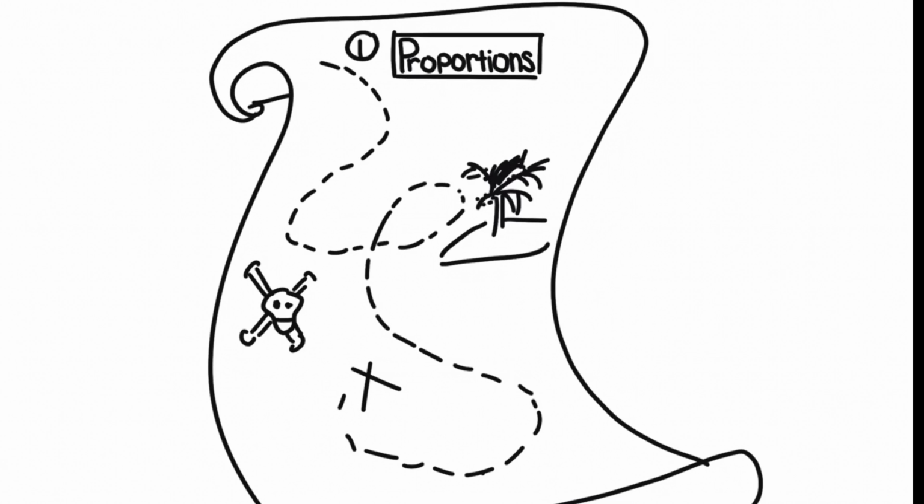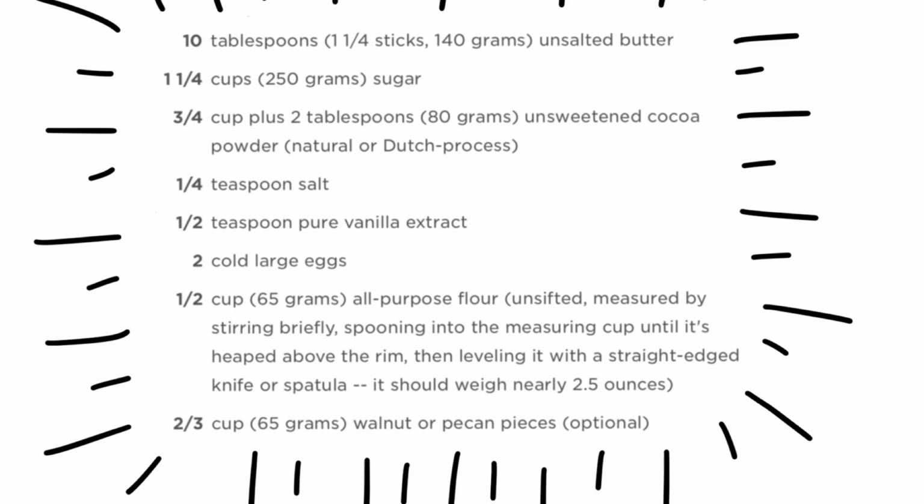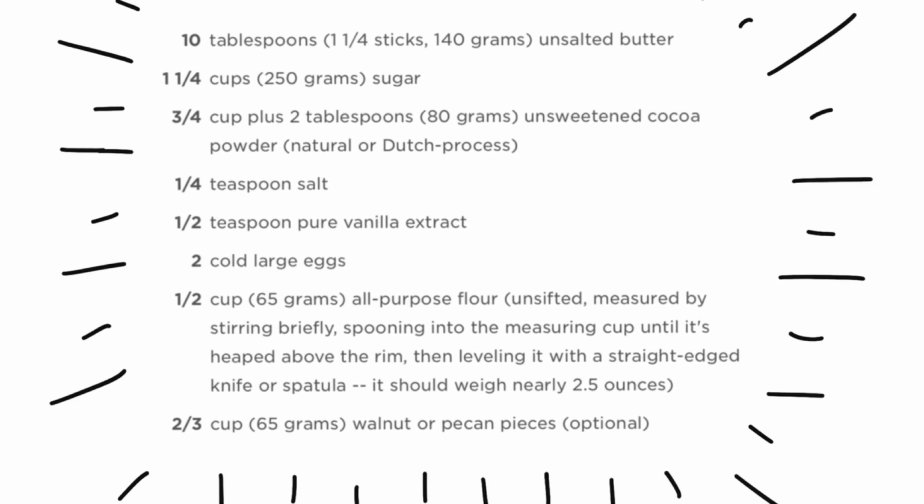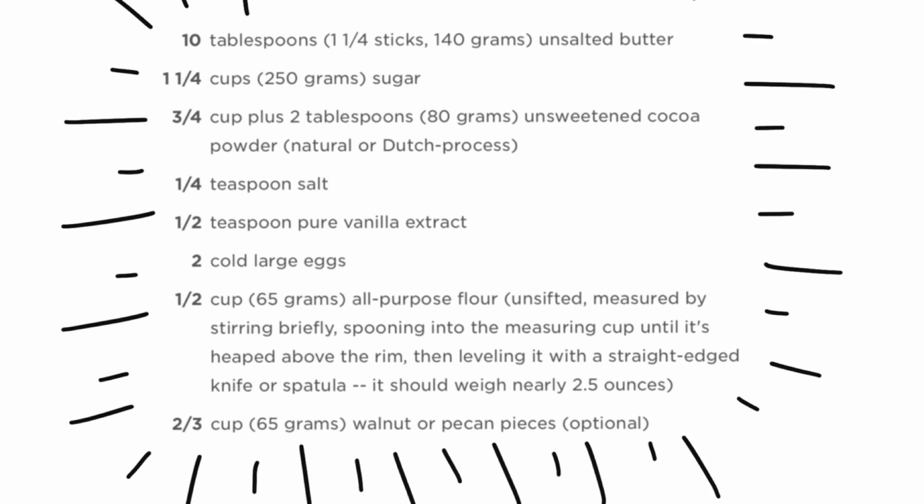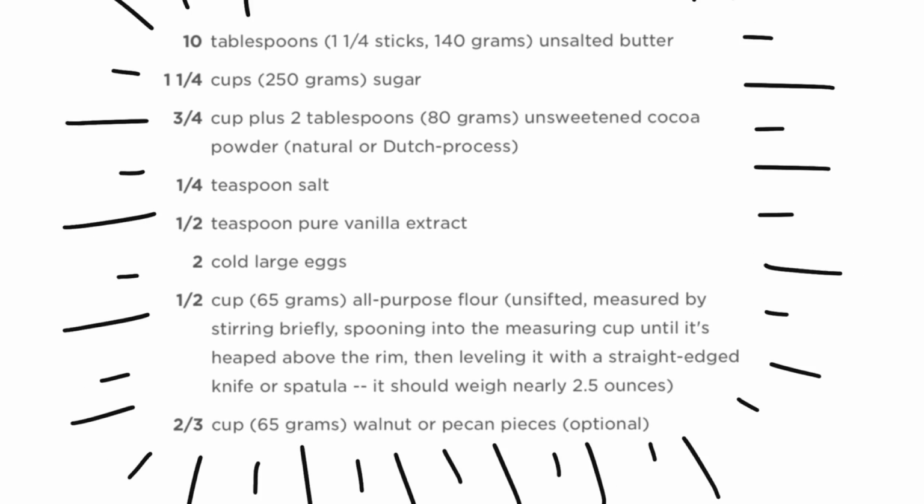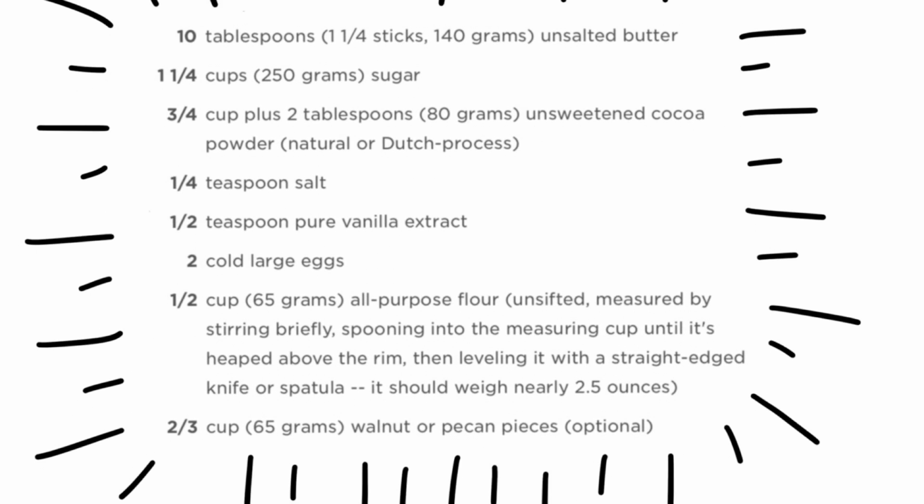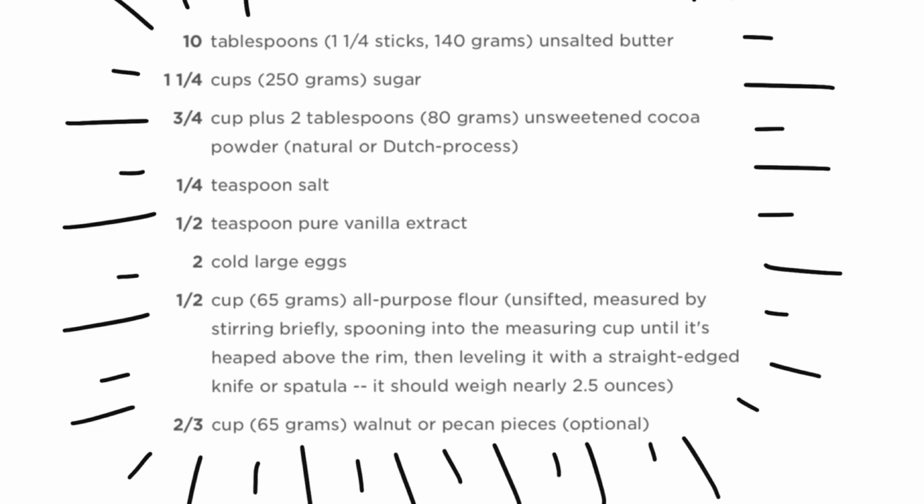was using proportions. The recipe calls for 10 tablespoons or 1 1/4 sticks of unsalted butter, 1 1/4 cups of sugar, 3/4 cup and 2 tablespoons of unsweetened cocoa powder, 1/4 teaspoon of salt, 1/2 teaspoon of pure vanilla extract, 2 cold large eggs, and 1/2 cup of all-purpose flour.